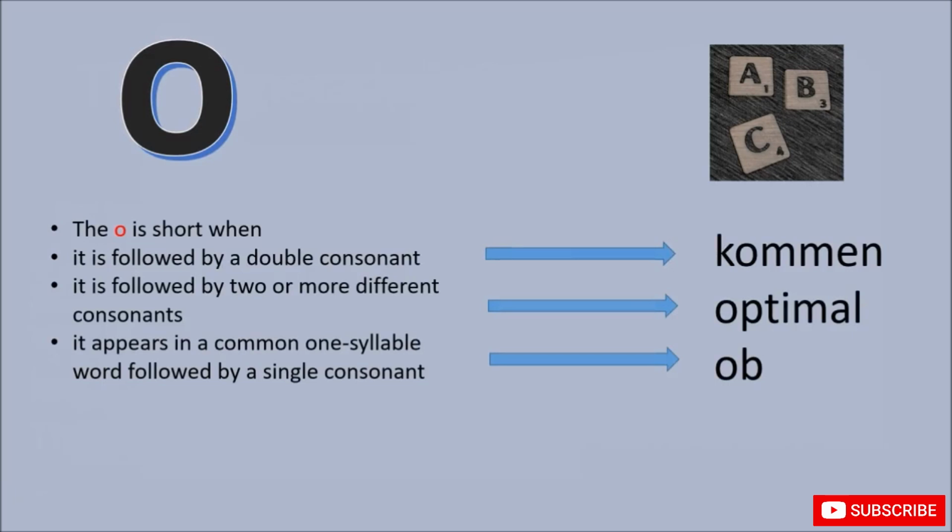You can probably guess the rules when it's short. It's followed by a double consonant, kommen. It's followed by two or more different consonants, optimal. And one-syllable words, op.